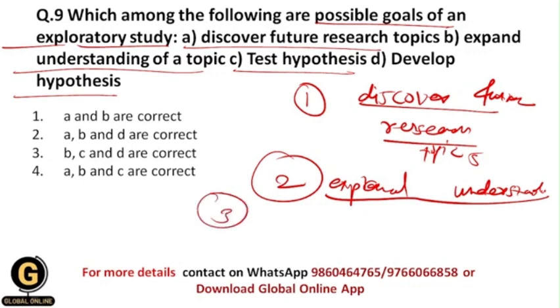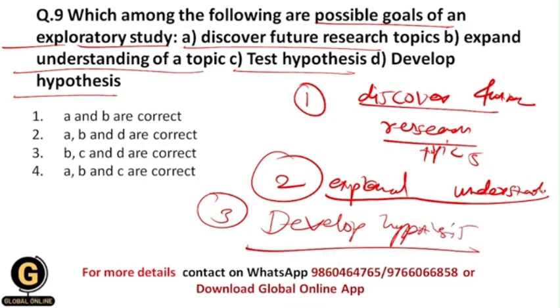And the third goal is to develop a hypothesis, that I have told you earlier in this video, that we are going to develop the hypothesis in the exploratory study. Okay, so we don't test hypothesis over here. There is no need to test the hypothesis, because there is no kind of conclusion over here. We are going to only develop the hypothesis in the exploratory study. We don't test it. Okay, and that's why the correct answer to this question is second, that is A, B, D are correct, because only these are the possible goals of an exploratory study.